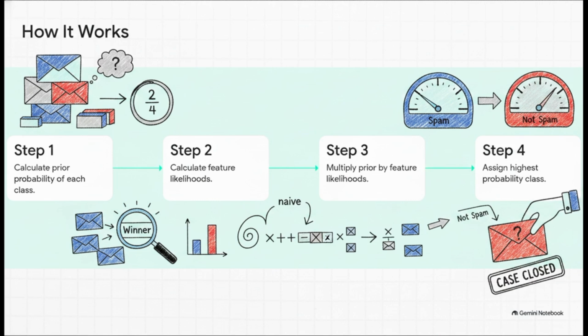Step 3, for a brand new, unseen email, it takes that prior probability and multiplies it by the likelihoods of all the specific words it finds in this new message. And because of our naive assumption, we can just multiply these individual probabilities together in a big chain. Finally, step 4, it assigns the class with the highest resulting probability. The case is closed, the final ruling is made, and the email hits your spam folder.